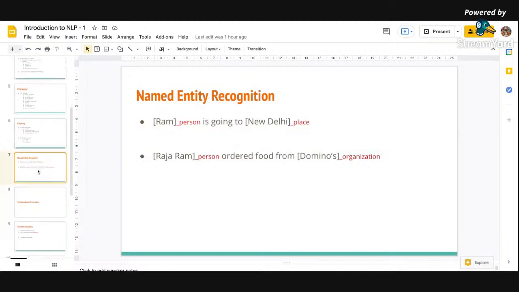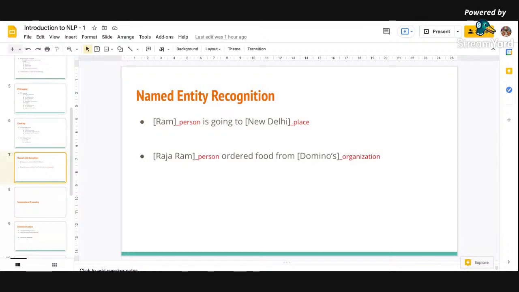Another important application is named entity recognition. Given a text, we identify the entities, like the person names, place names, and organization names. Using that information, we can do some downstream processing.